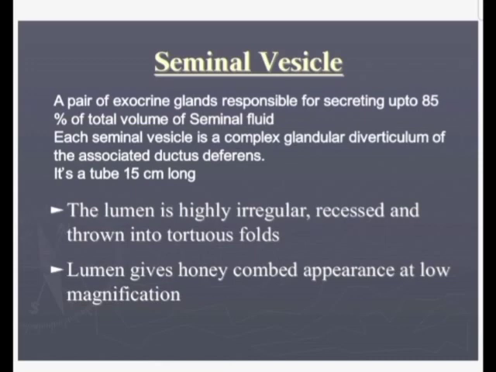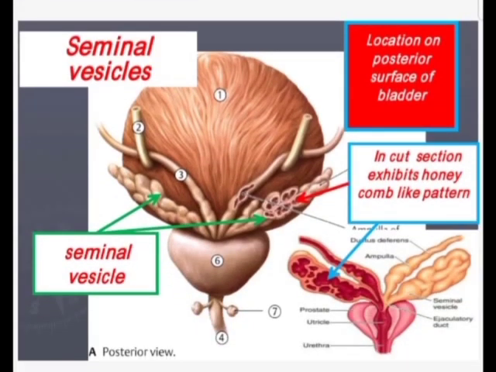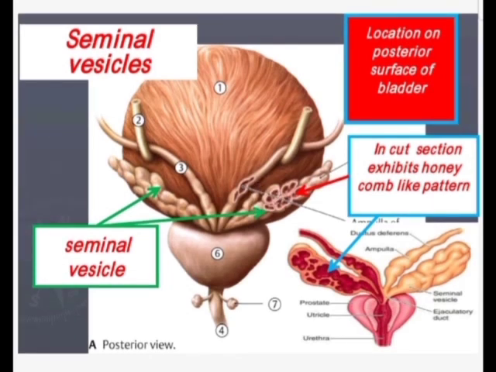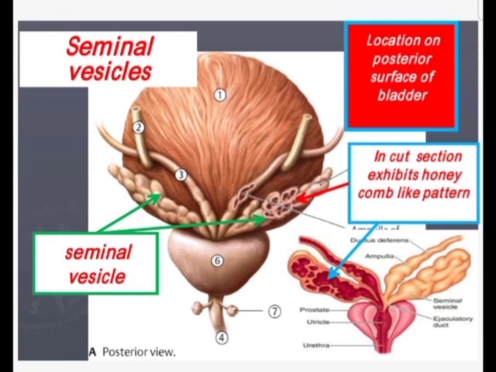The lumen is highly irregular, recessed and thrown into tortuous folds. So you will see in it the primary, secondary and the tertiary folds. Lumen gives a honeycombed appearance at low magnification. When we see a cut section, the lumen gives rise to a honeycombed appearance, just like a honeybee's hive, you are seeing this. Can you see, this is the seminal vesicle and this is the cut section, and this is actually a duct.